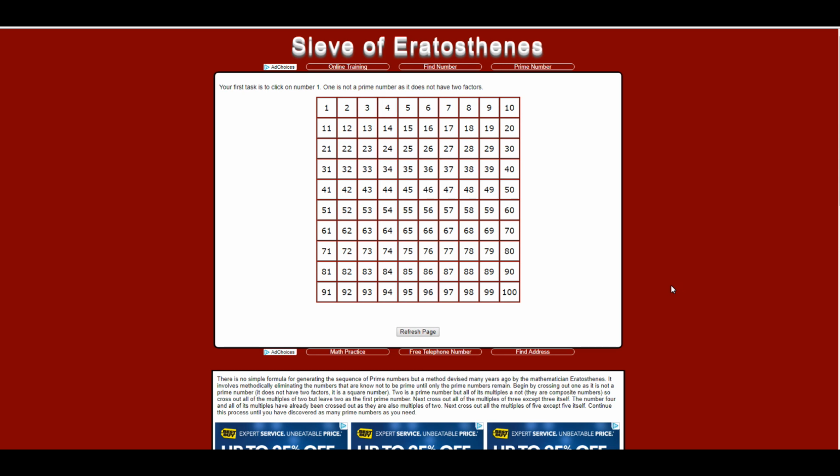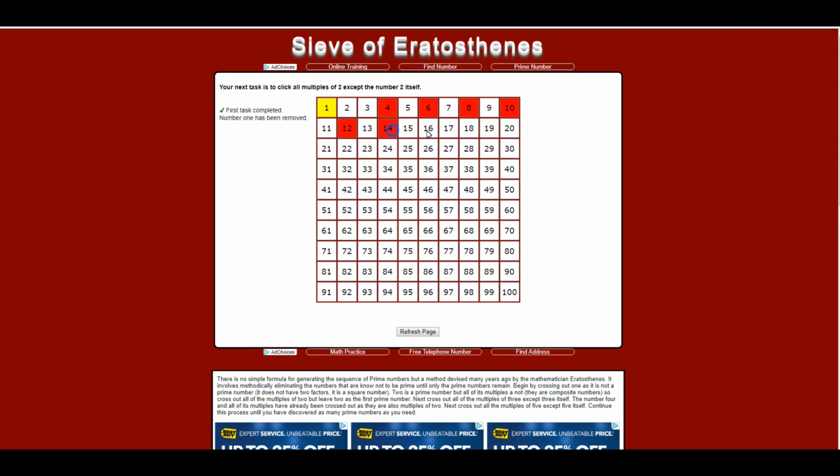I did like the way we did it in person with my students because we use different colors for each different multiple, but it doesn't have to work out that way. And so if you like what you see here, it can actually just show things for you just fine. And it gives you tasks. It says your first task is click on 1, and you click all the multiples of 2 except for the number 2 itself. And you go on.